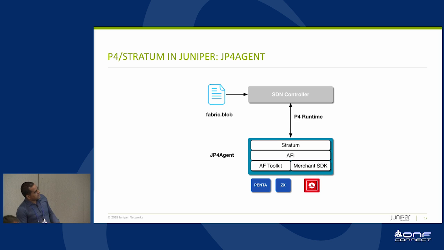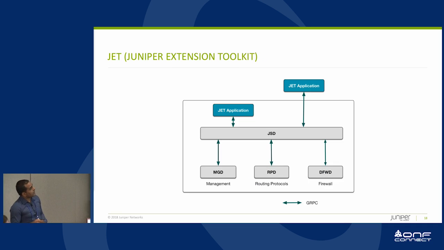A little bit more about the JP4 agent. At the top we have Stratum, which is nothing but the P4 runtime server, which handles P4 gRPC RPCs from the controller. Below that we have AFI, which is actually the HAL layer, and below that we can have either the AF toolkit or bring in the merchant SDK. For us, we are trying to support P4 on one of the boxes which we build on Broadcom silicon, so we are using this model for that.